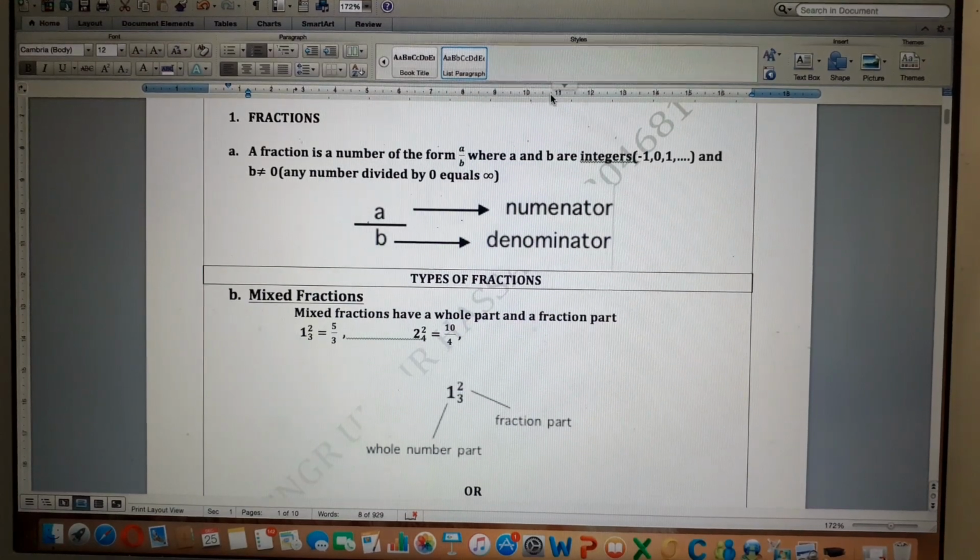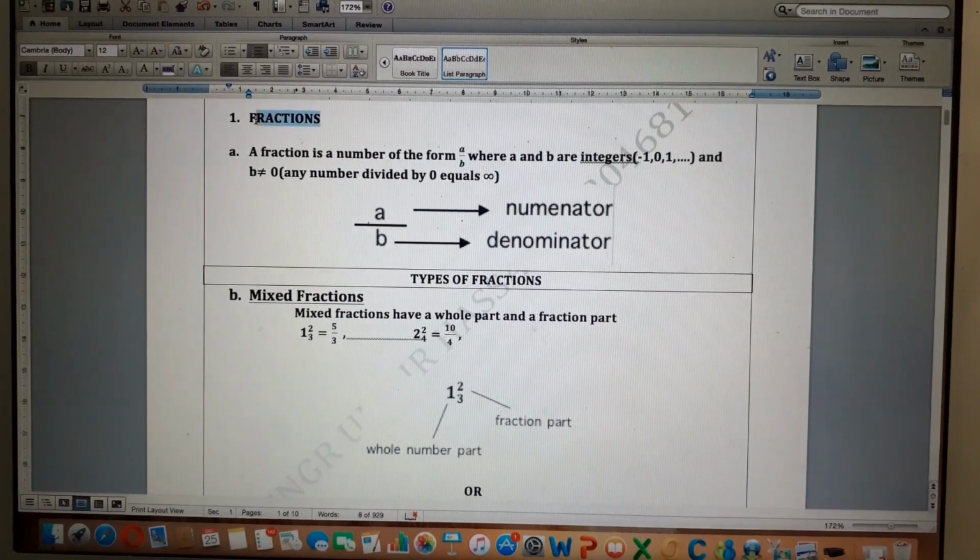Now, what is a fraction? A fraction is a number of the form a over b. Now look at here. This is a number in the form of a over b. Now a is basically the numerator while b is the denominator. And a and b are integers and b cannot be equal to 0.